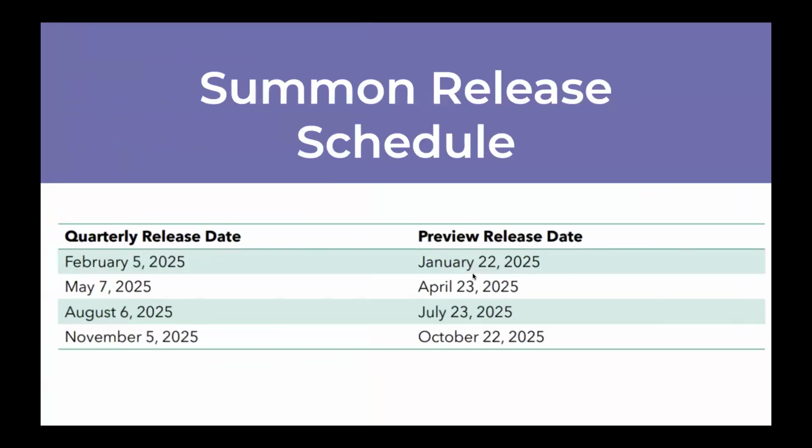Yes, and so I touched on our Summon quarterly release schedule. Here, it's pretty much the same per year. We do one in February, we have one in May, we have one in August, and then again in November. So those are the release dates for this year.